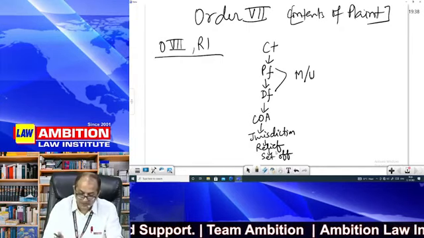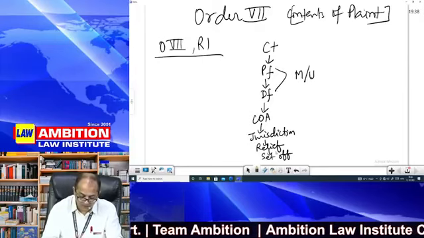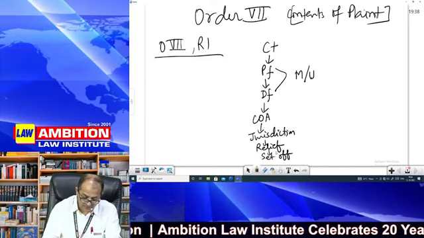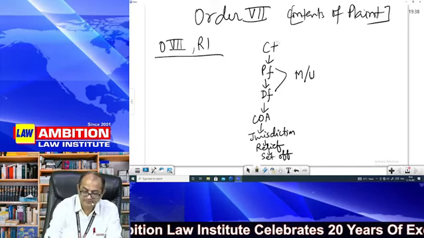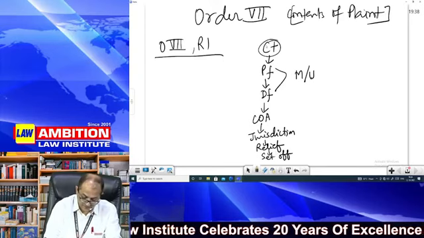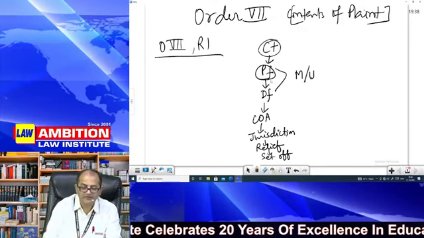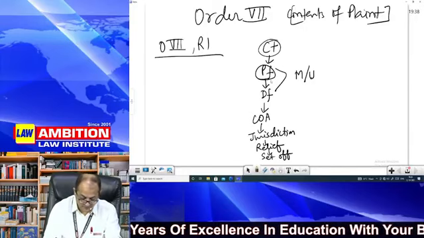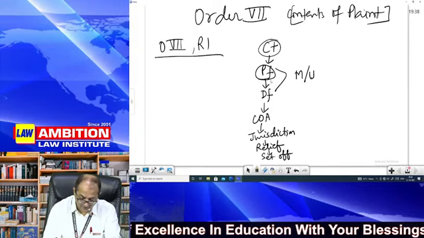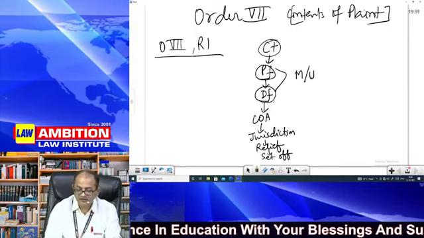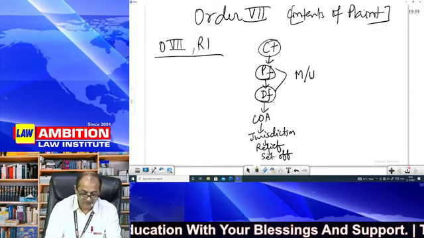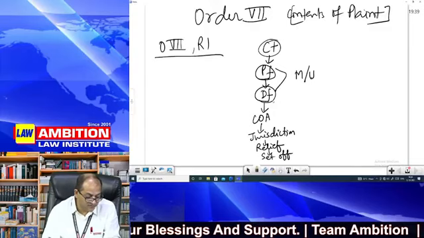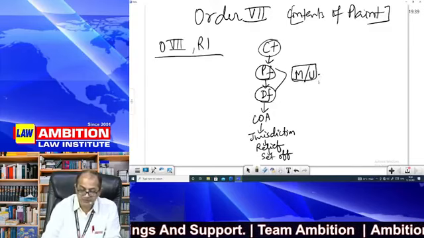Now look at Order 7 Rule 1, I am looking into it. You just see the bare act. The plaint shall contain the following particulars: the name of the court, so this is one. The name, description and place of residence of the plaintiff. Name, description. How will you identify the plaintiff? So name, description, residence. Name, description and place of residence of the defendant so far as they can be ascertained. Where the plaintiff or defendant is a minor or unsound, a statement to that effect. So this is number 4.